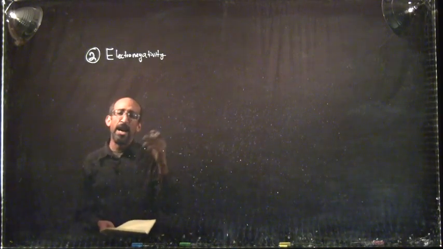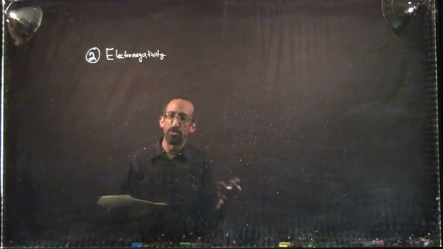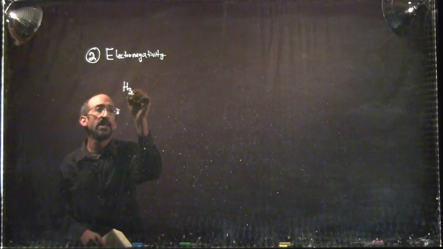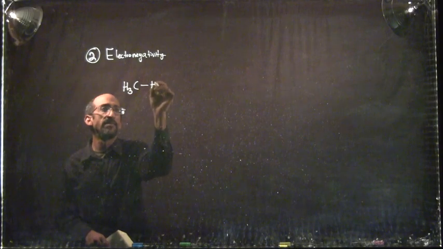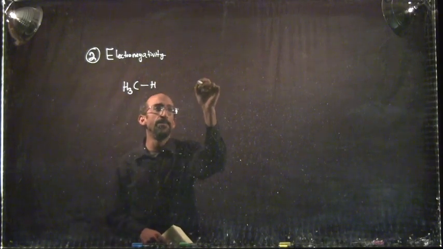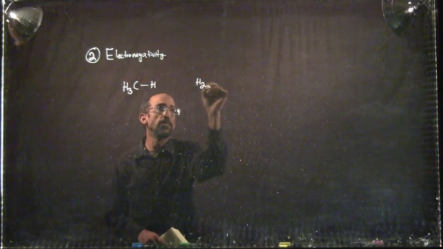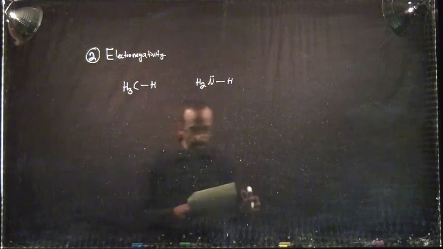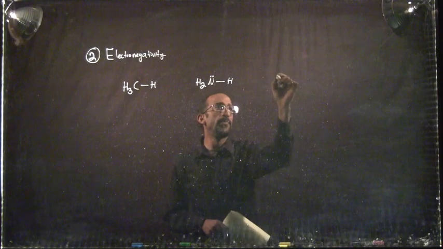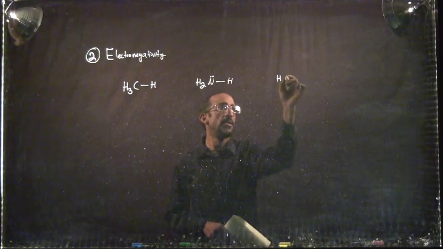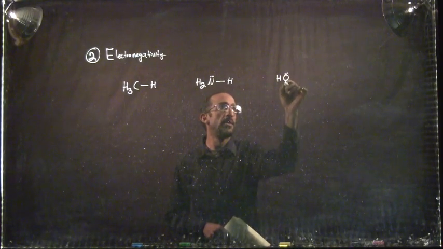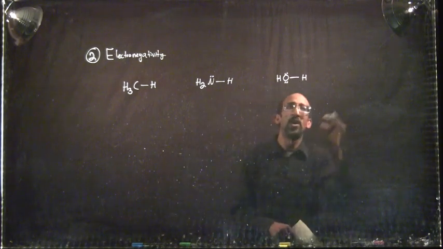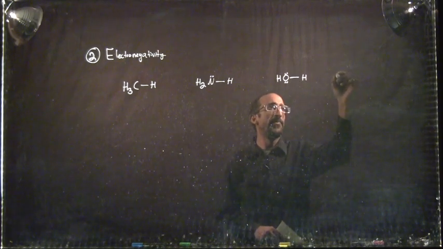And so we're going to take a look at 4 different potential acids. Let's take a look at methane. We're going to take a look at ammonia. We'll take a look at water. And then finally, we're going to take a look once more at HF.